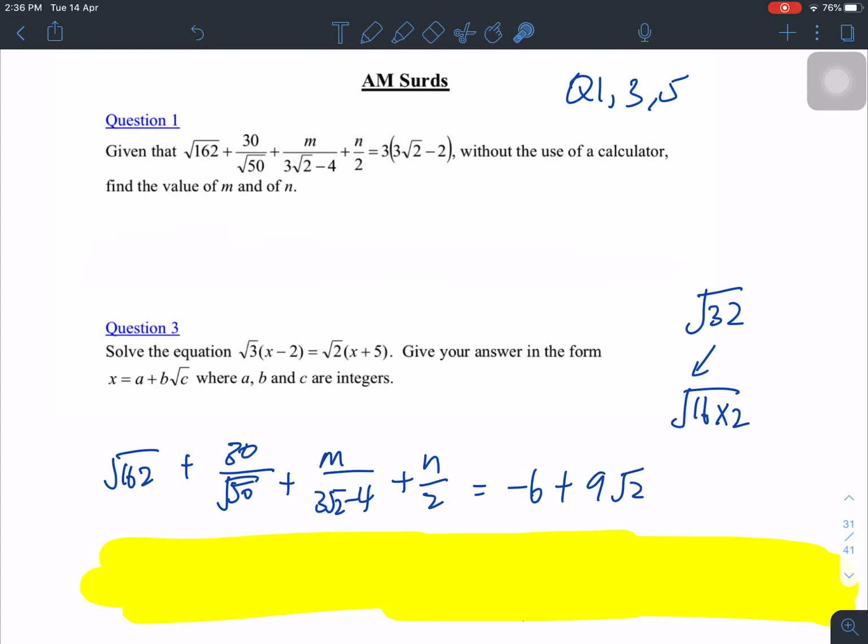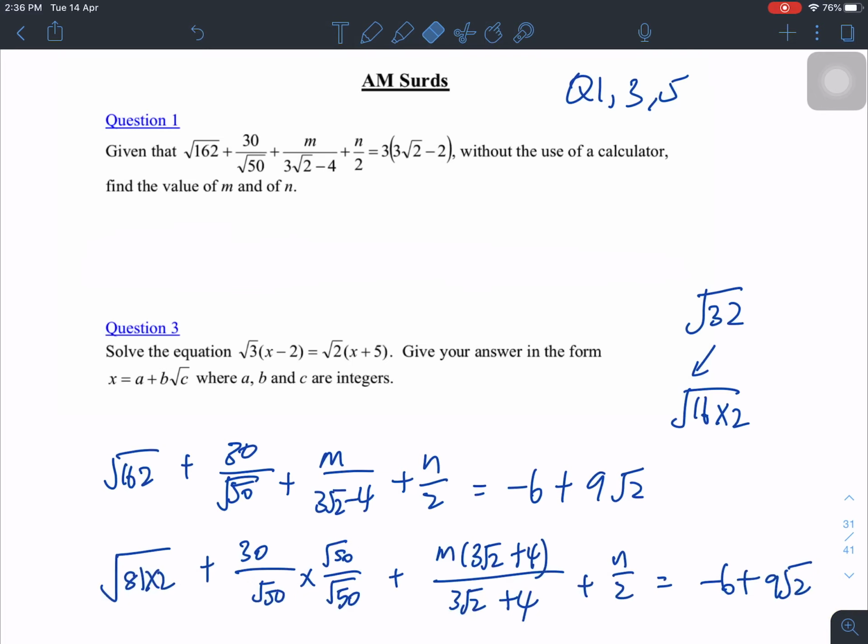Next we look at the second and the third term. We realize that the denominator contains surds, and that is not what we want. We would hence rationalize these two terms over here by multiplying the conjugate surd. So in this case, let's see what we have. So 162 can be expressed as 81 times 2, right? 81 is the largest possible perfect square. So for the next term, I'll multiply the numerator and denominator by square root 50.